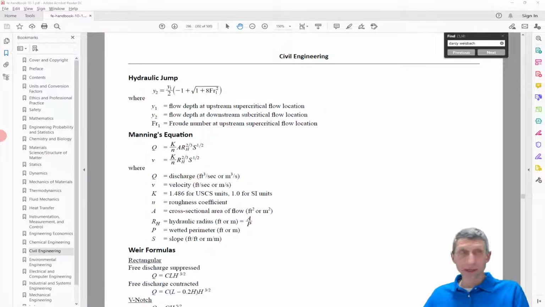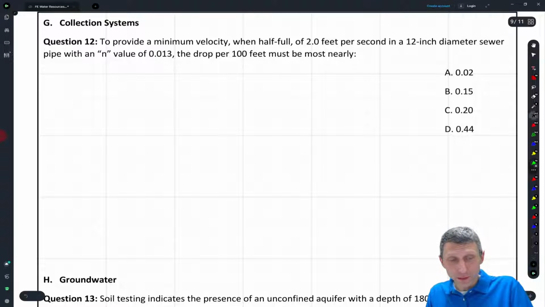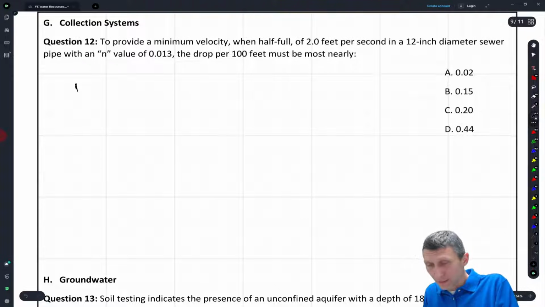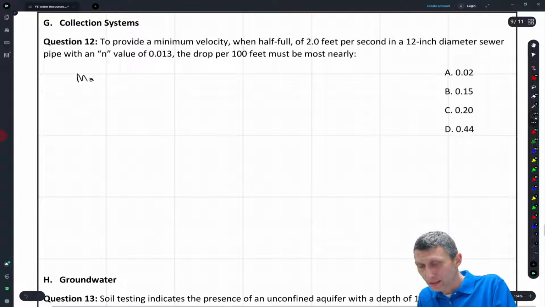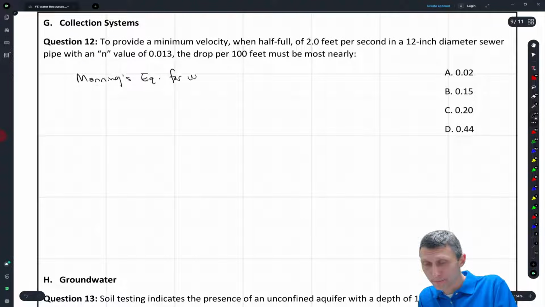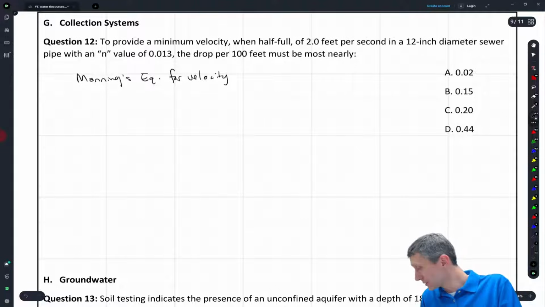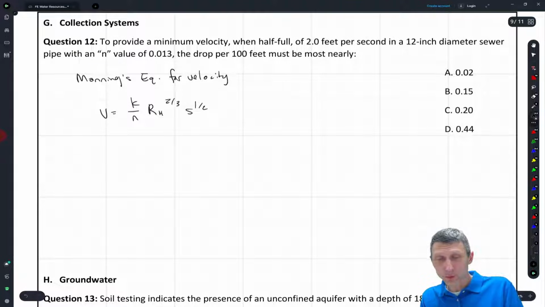So what we're going to do here is come back and say the velocity in this pipe based on Manning's. Sorry, let me try to write this better here. Manning's equation for velocity is going to be what? We're going to have V equals K over N times the hydraulic radius to the 2/3 times the slope to the half. So what we're trying to solve for here is the drop per 100. So we're trying to solve for this slope. Okay, in here we can plug and chug.